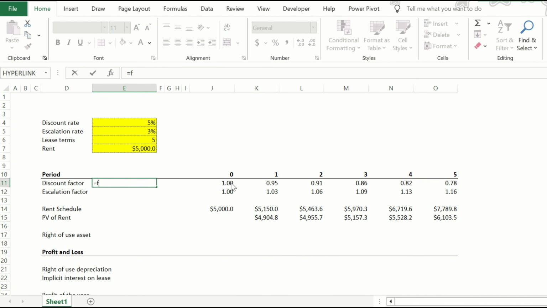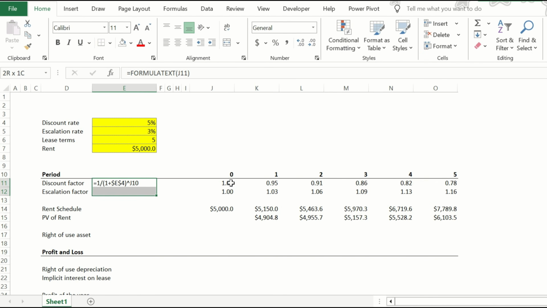So let me just show you the formula as well. So what are we doing? Formula text, and you can see this is the formula. Similarly for this one, escalation, you can see from here. So this is what we are doing.